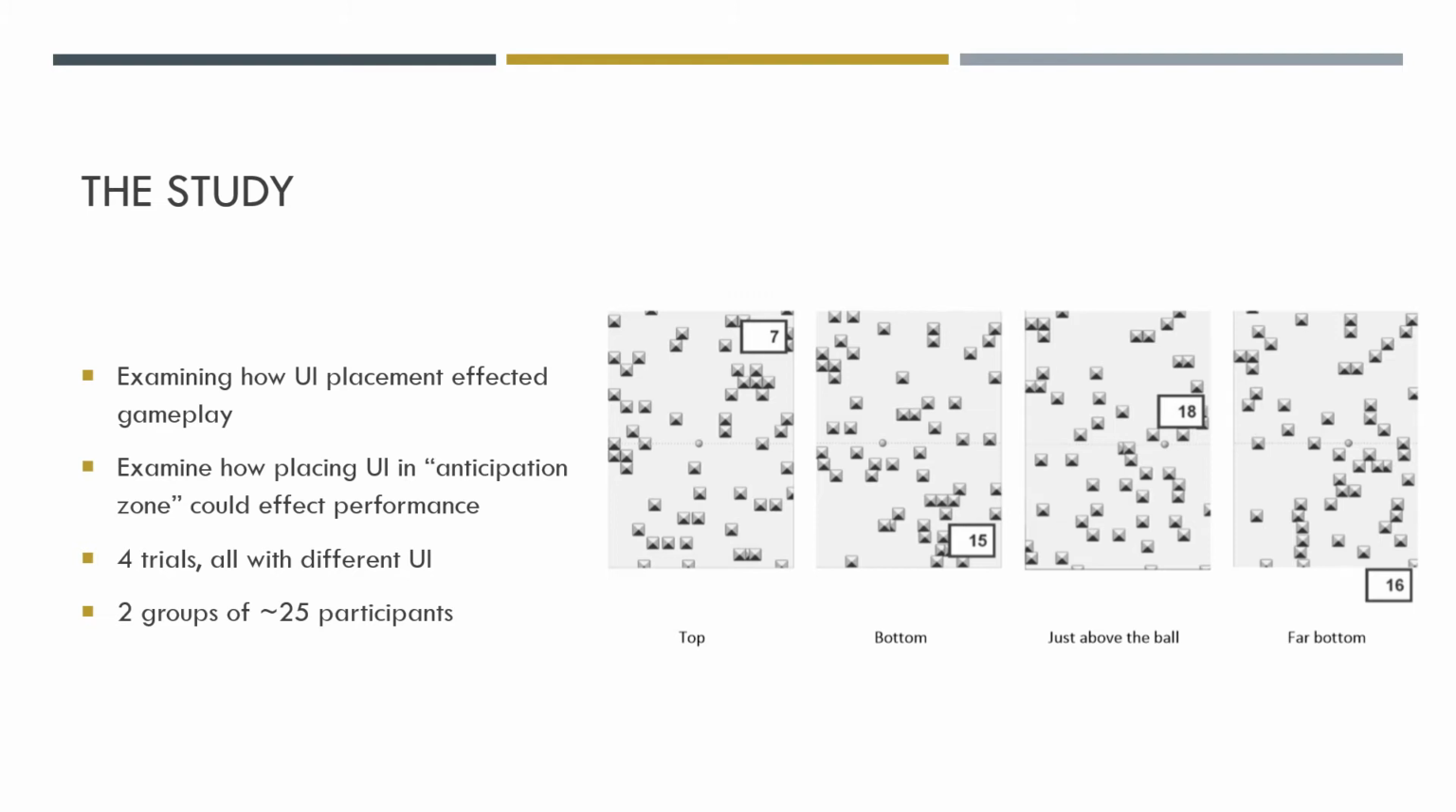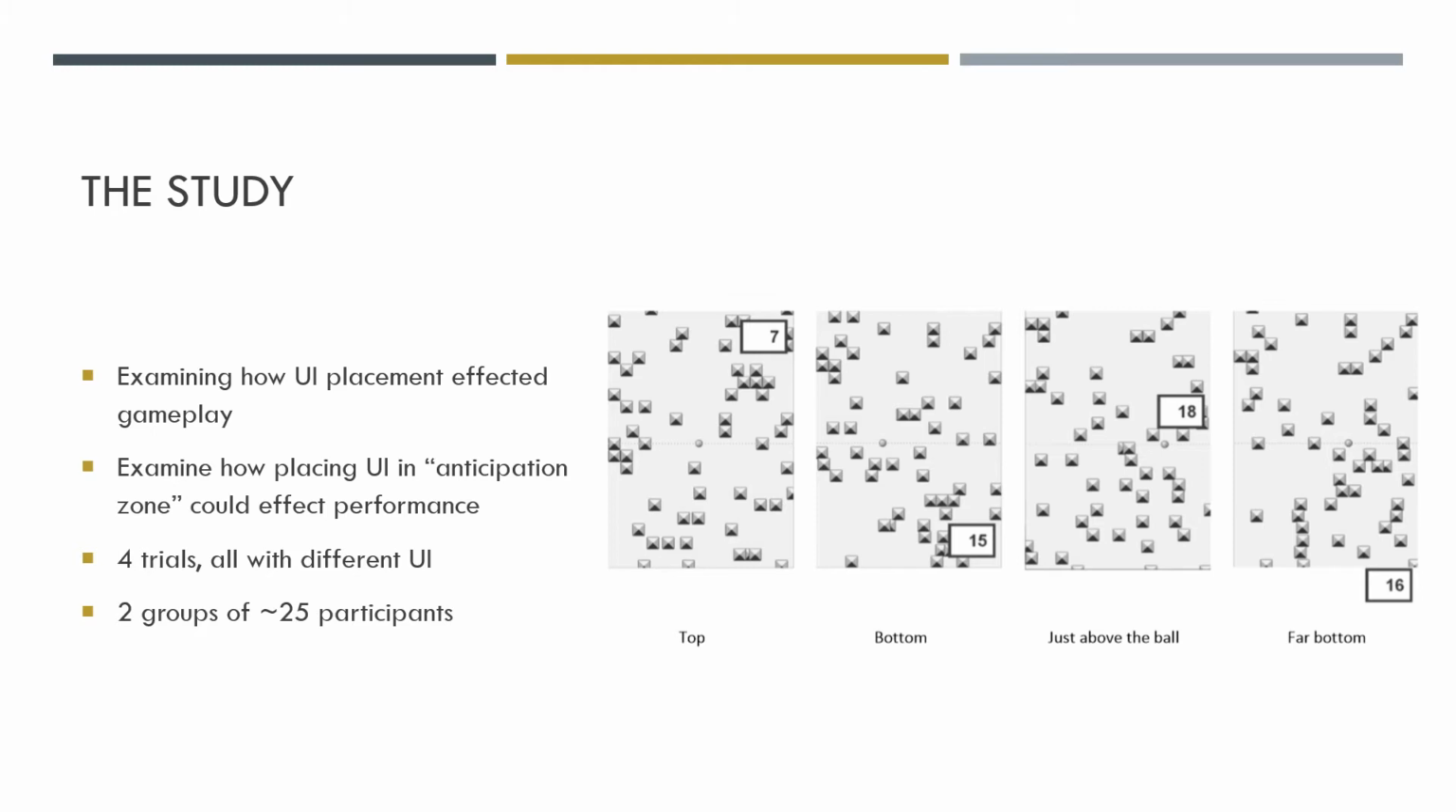This leads me to the study that I found, which examined how UI placement would affect users' gameplay. They were also interested in examining how placing a UI into the anticipation zone could affect performance. The anticipation zone is the field of the screen where the user is going to be looking for critical information to determine what they're going to do next.